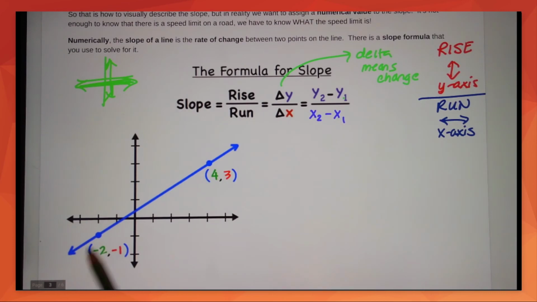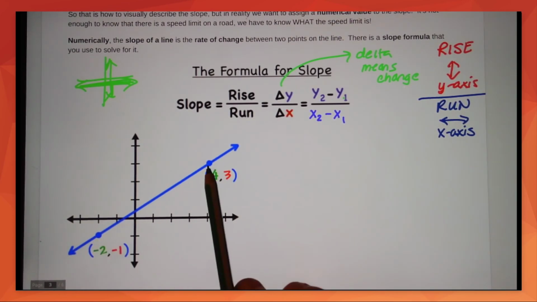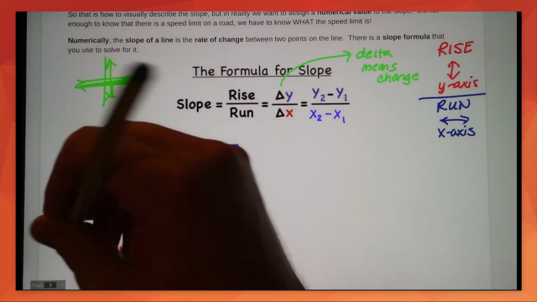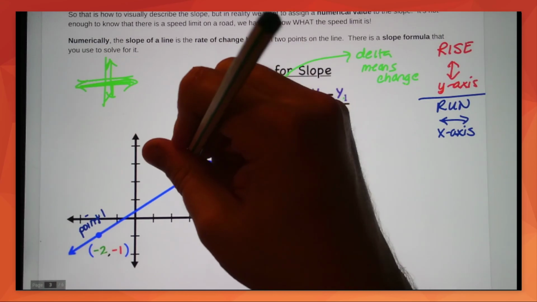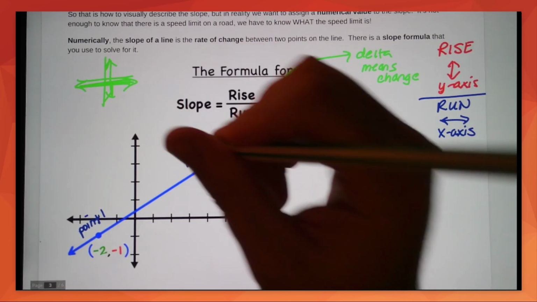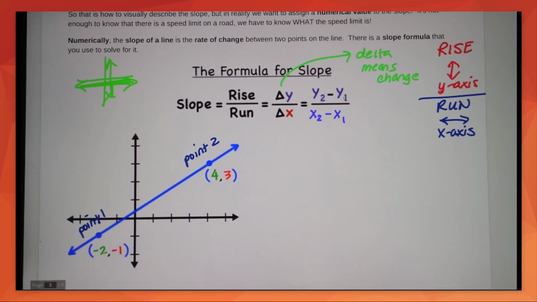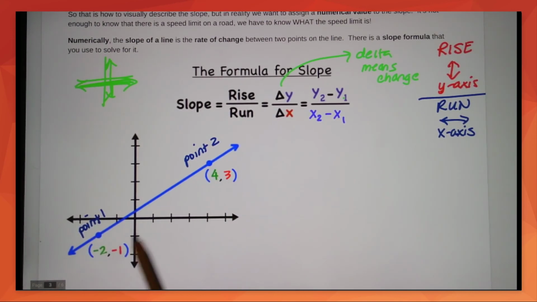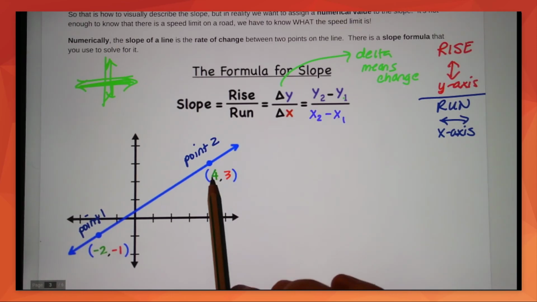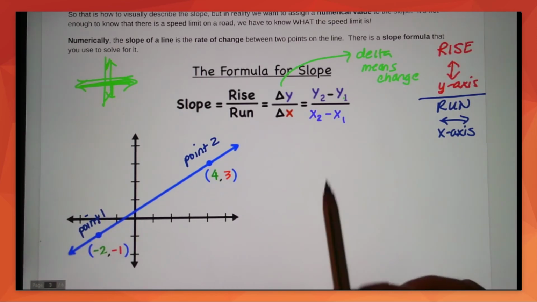So here's a line. It's graphed on here. You have these 2 points. Okay, this is 1 point. This is another point. We'll call this point 1, and we'll call this point 2. Okay? And the way that you calculate the slope is you take the difference in the y values of these 2 points and then divide them by the difference between the x values of these 2 points.